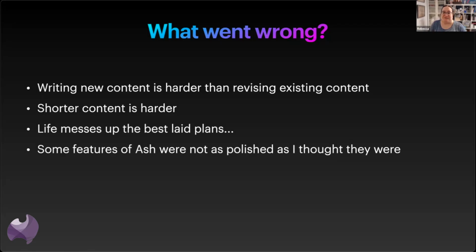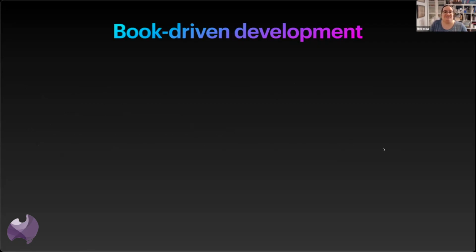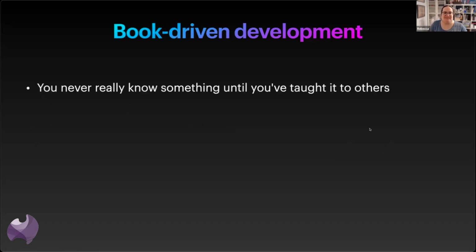I often joked that you could tell which chapter of the book I was working on by following where I was filing issues on GitHub across all of the different projects. And this led to what we call book-driven development. You never really know something until you've taught it to others. And I found this was really true. When we started writing the book, I think I had 3 Ash projects in production. So I thought I had a pretty good grip on the basics and the fundamentals, and I should be able to explain them pretty easily. It turns out I didn't.